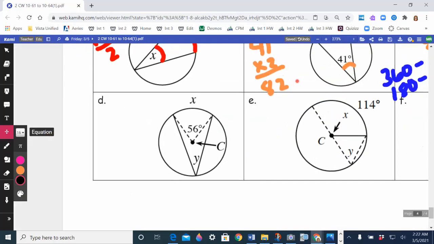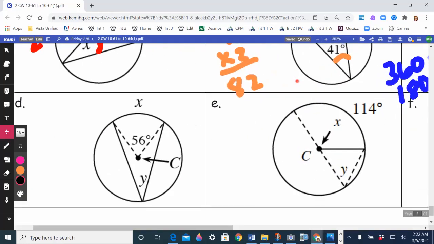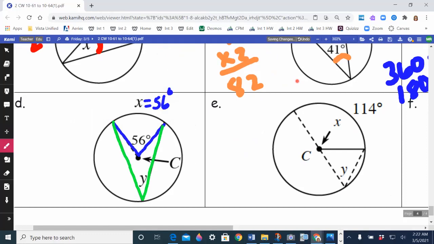On letter D, I know that my central angle is 56. Whatever my central angle is, so is my arc measure. Since these both form the same arc, this inscribed angle is going to be half of 56, and that is 28 degrees. So my Y is 28 degrees.